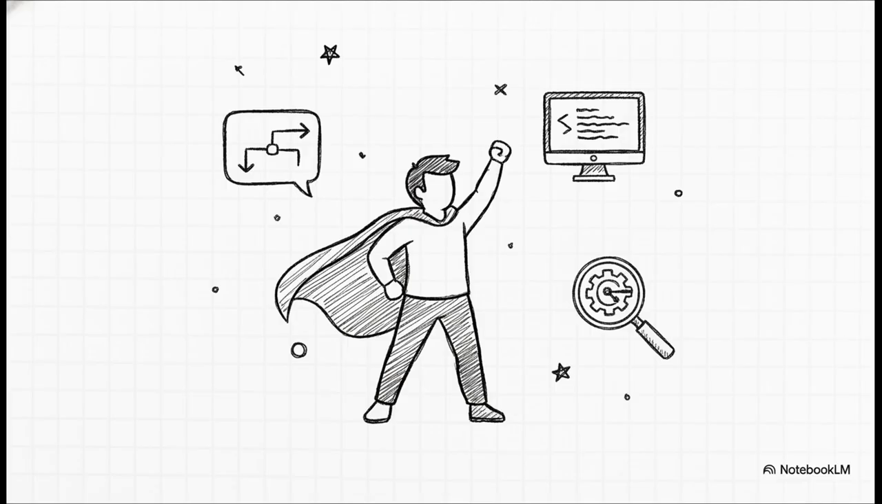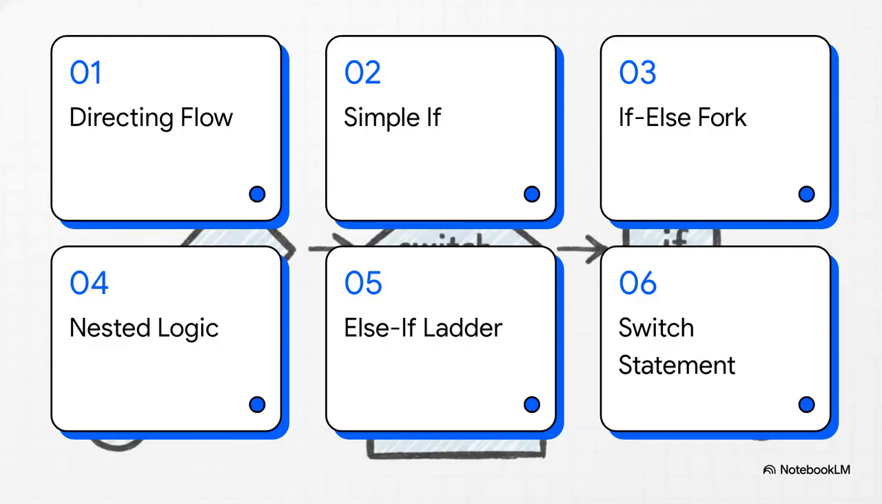First, we'll make sure you can easily explain all the different variants of selection statements. Second, you'll know how to actually write a program using them. And third, you'll be able to look at any given problem and choose the absolute best, most efficient statement for the job. Here's our roadmap for today. We'll start with directing the flow, then look at the simple if statement, the if-else fork, nesting for deeper logic, the else-if ladder, and finally, the switch statement.